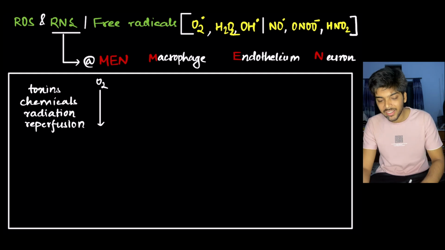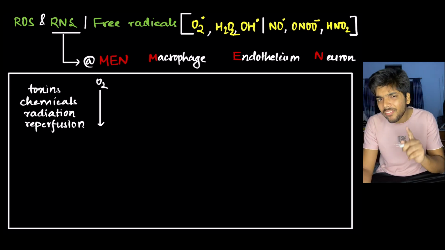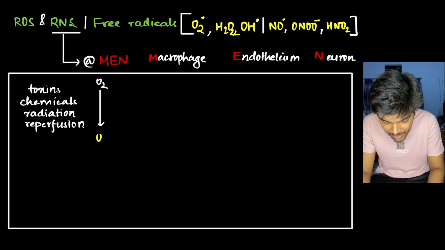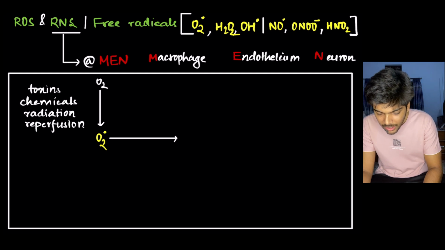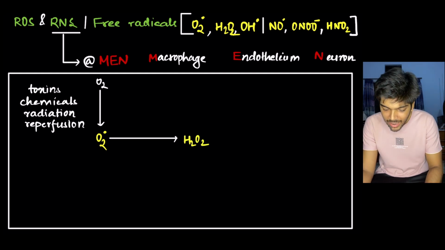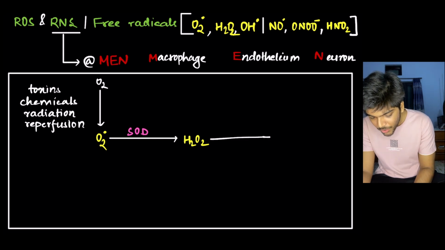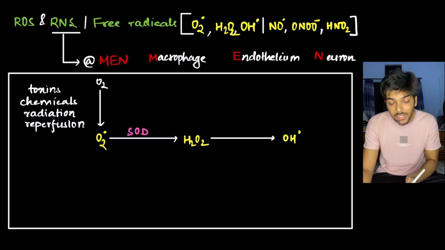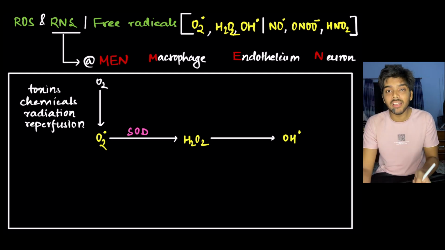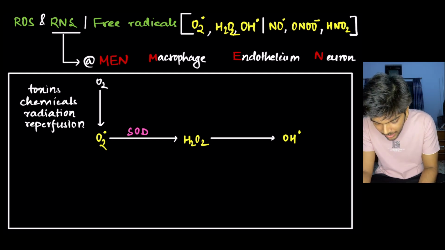Now, due to all these reasons, the oxygen inside the cell is converted to the very first reactive oxygen species, and that is superoxide. The superoxide is then converted to hydrogen peroxide via superoxide dismutase. Hydrogen peroxide is then converted to hydroxyl. The conversion of hydrogen peroxide to hydroxyl is mediated by transition metals like iron and copper.